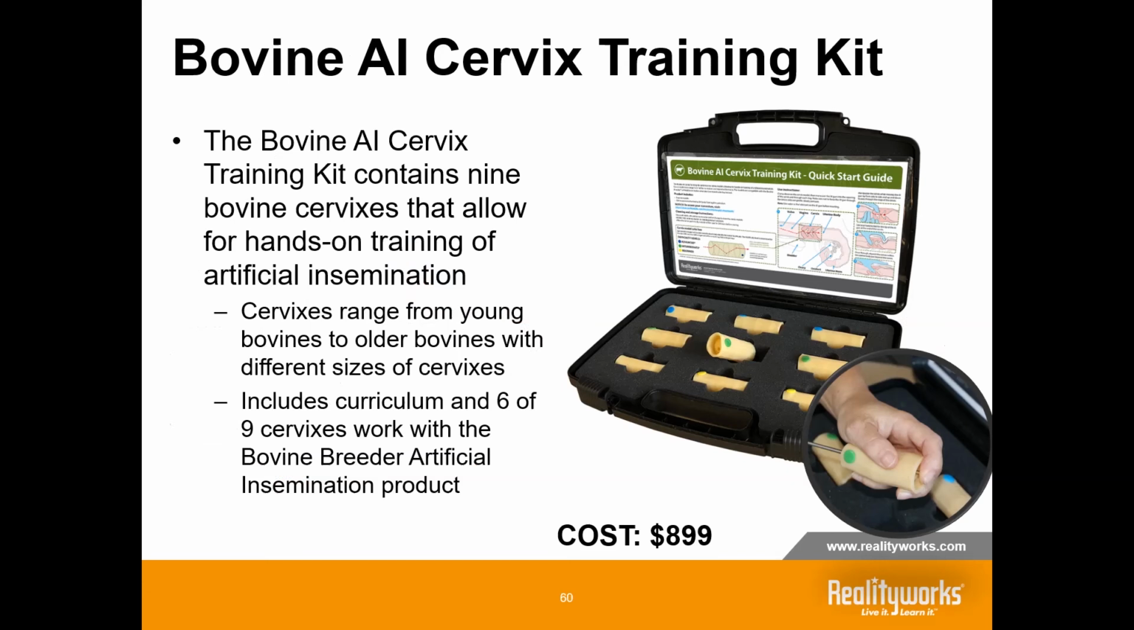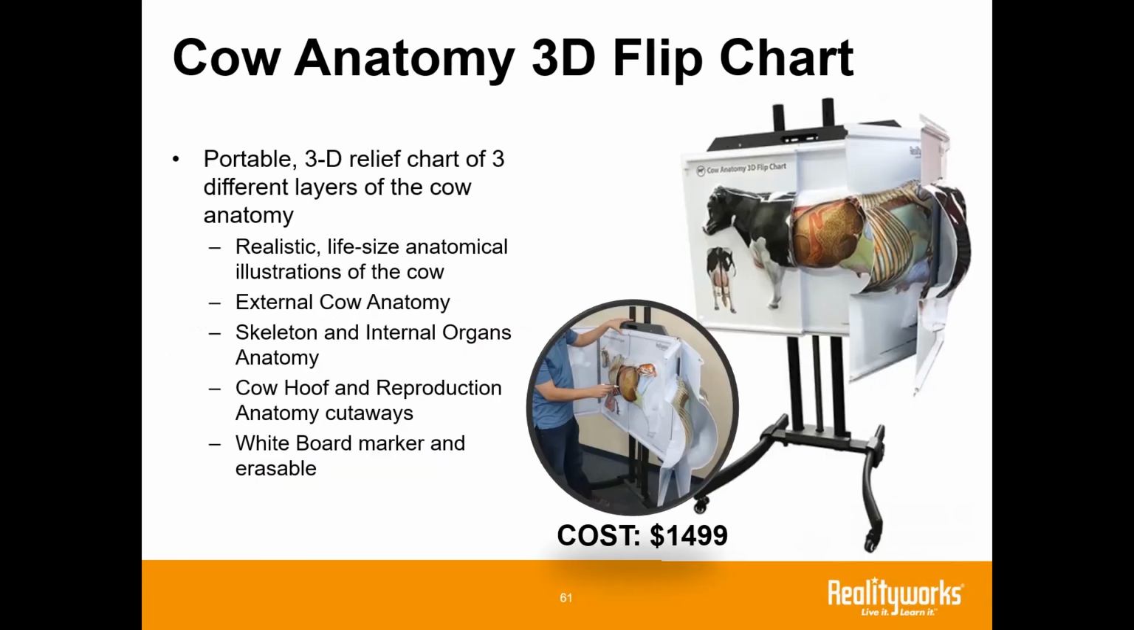So we have our bovine AI cervix training kit, allowing students to see different types of cervixes and see how that works and how it fits. We have a cow anatomy 3D flip chart. This allows you to actually write on it, like a whiteboard, so you can use a dry erase marker on it. You can have your students interact with it, and it flips open, giving you the different layers of the animal.